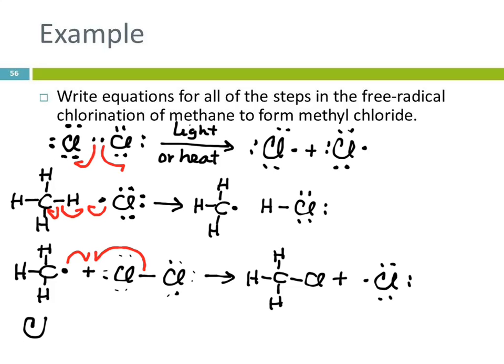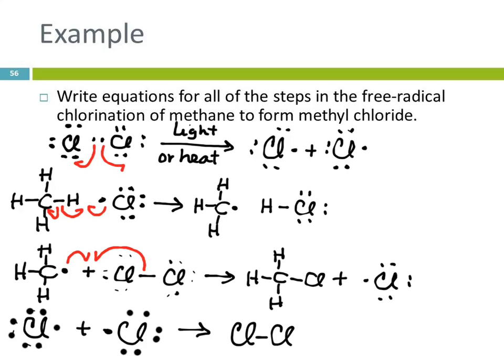So we can have, sorry, I'm getting lazy with my dots. I should do it this way. That's so much easier. So those two chlorine atoms can recombine to form chlorine. We can have a chlorine radical and a methyl radical combining.